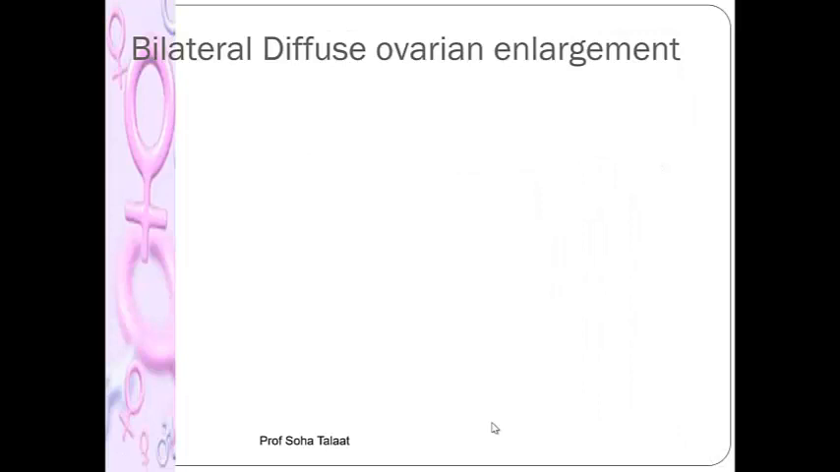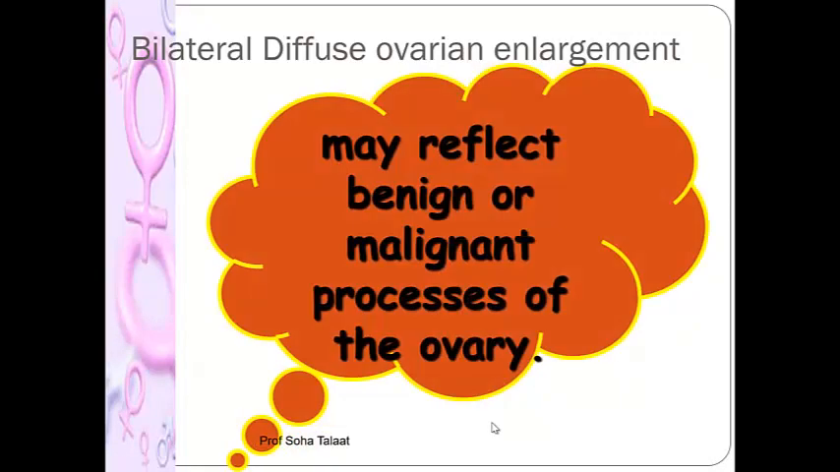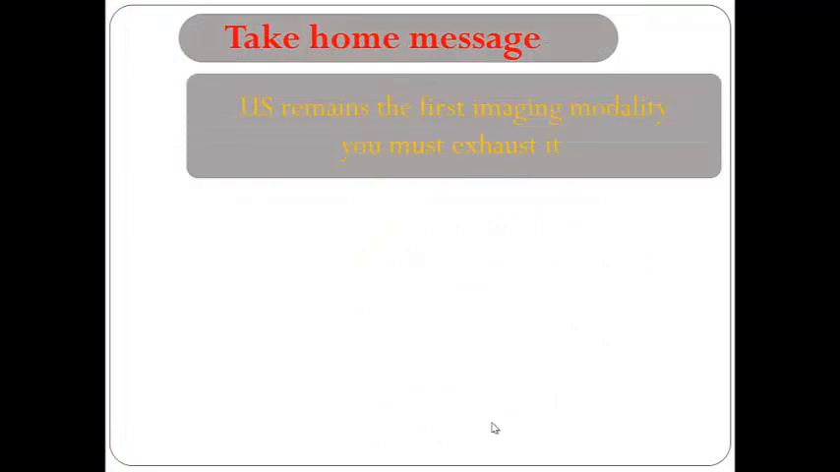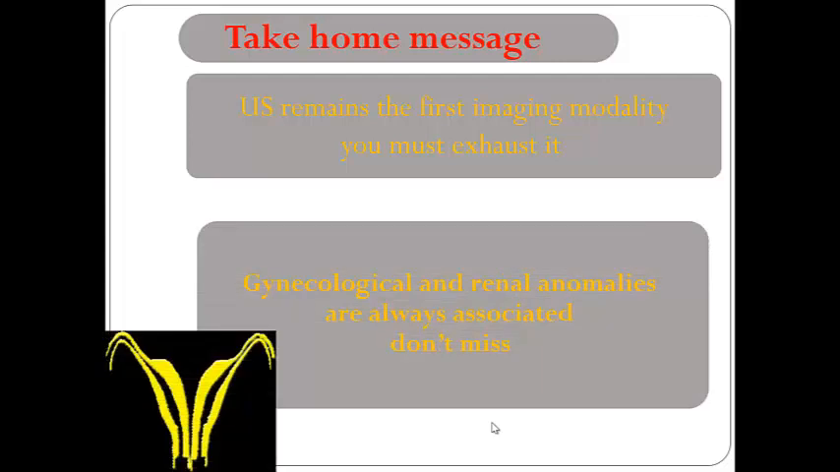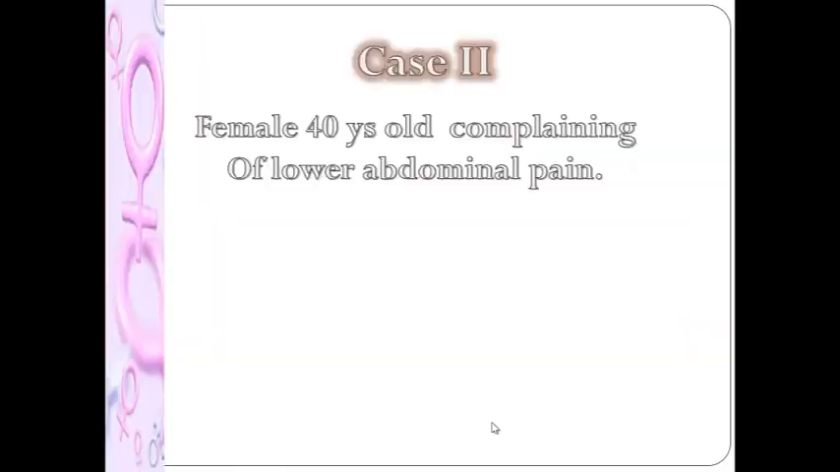Bilateral ovarian enlargement. We have many cases of bilateral ovarian enlargement. Bilateral ovarian enlargement may reflect benign or malignant processes of the ovary. So take home message, ultrasound remains the first imaging modality. You must exhaust it first. And here you must also search for lymph nodes. You must do dynamic post-contrast in MRI and diffusion post-contrast.